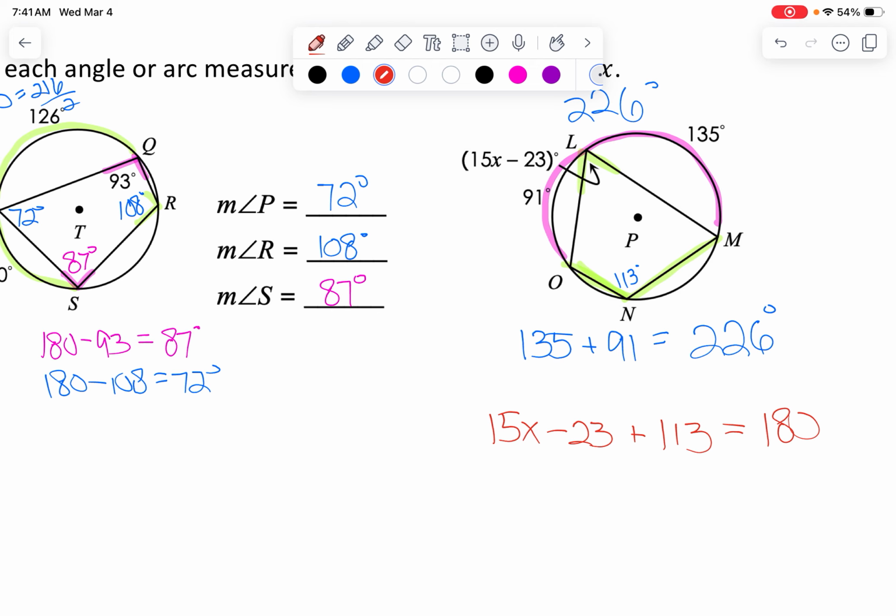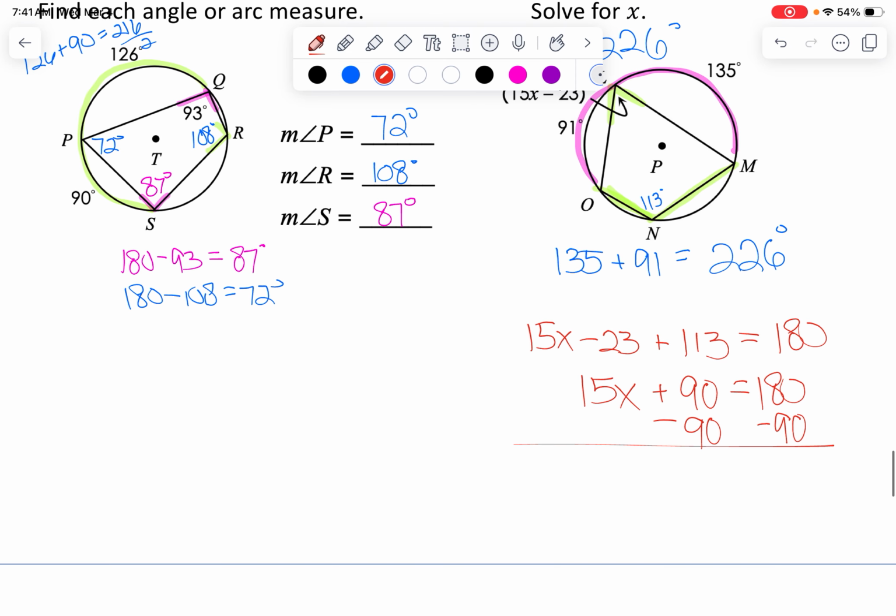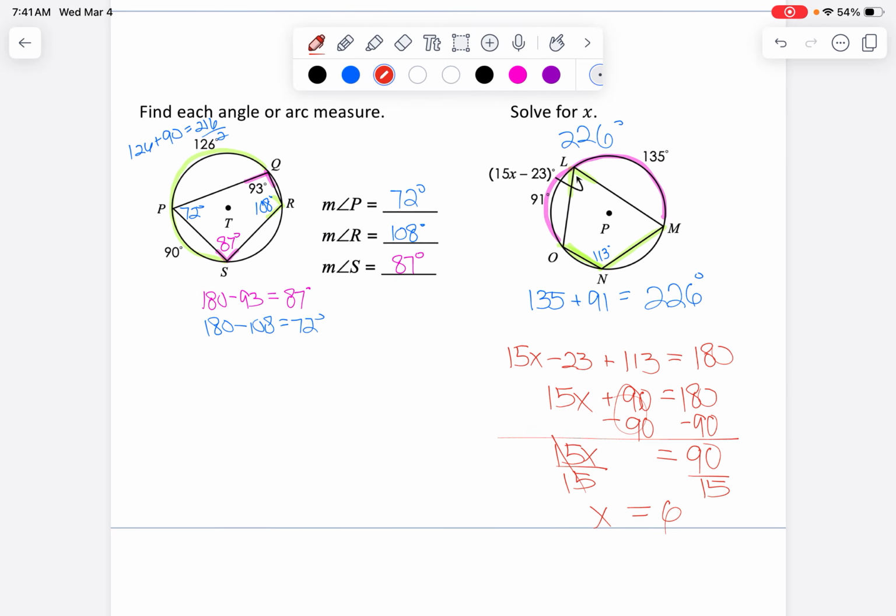Okay, so now if I combine like terms, 15x plus 90 equals 180. Subtract 90 from both sides. We get 15x equals 90. Divide by 15. And that would be 6. And we did it.